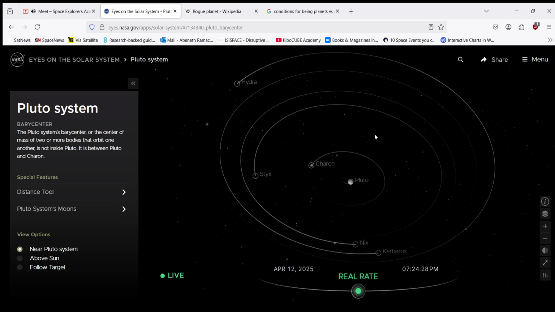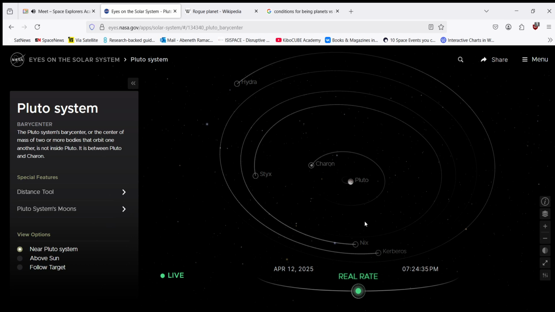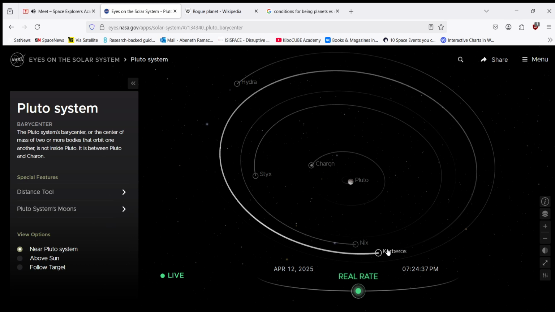That's why it is not considered a planet. It is considered a dwarf planet. All of them are the same size: Hydra, Styx, Charon, Pluto, Nix, Kerberos, everything is the same size. All of them are going around, so it becomes its own Pluto system. It's like a small solar system. Pluto system is a small solar system, so it is not considered a planet.